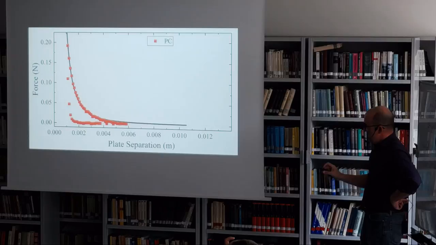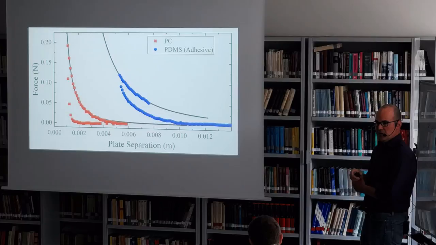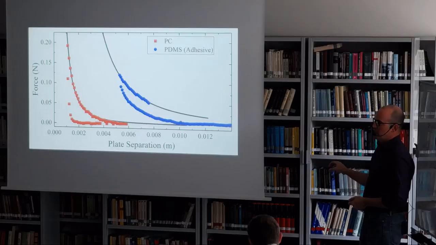Now, the PDMS, on the other hand, it's elastic. So we should expect no hysteresis, because it's an elastic material. Well, that's what you get with PDMS. So again, we've started a little higher because we've got to squeeze it and fit it in the cell before we start. But you can see there's definitely hysteresis there on the way out.